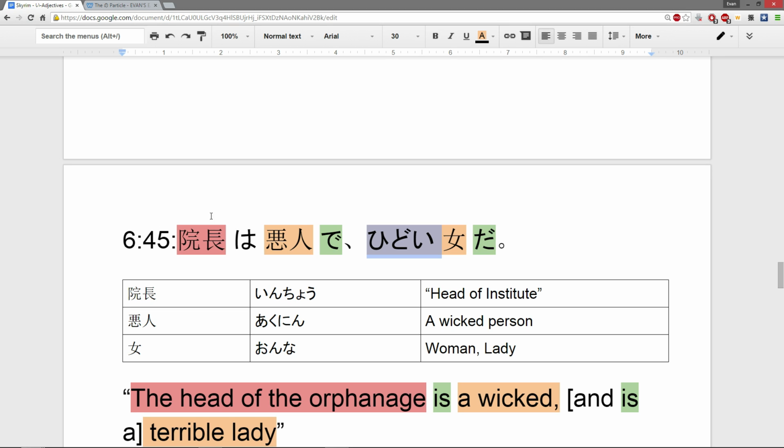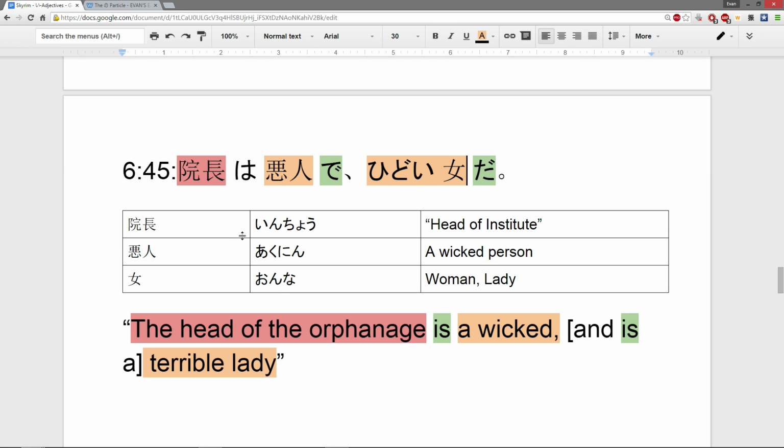Okay, so the incho is the person we're talking about. That's why we know that, because we have a wa there. Akunin, wicked, de, that's the te form of desu, which is she is wicked. And she is a woman who is evil, an evil woman. So hidoi onna, we directly modify a noun with an i-adjective. Incho, the head of the institute, here in this situation it's talking about the orphanage. Akunin, wicked. Onna is a woman.